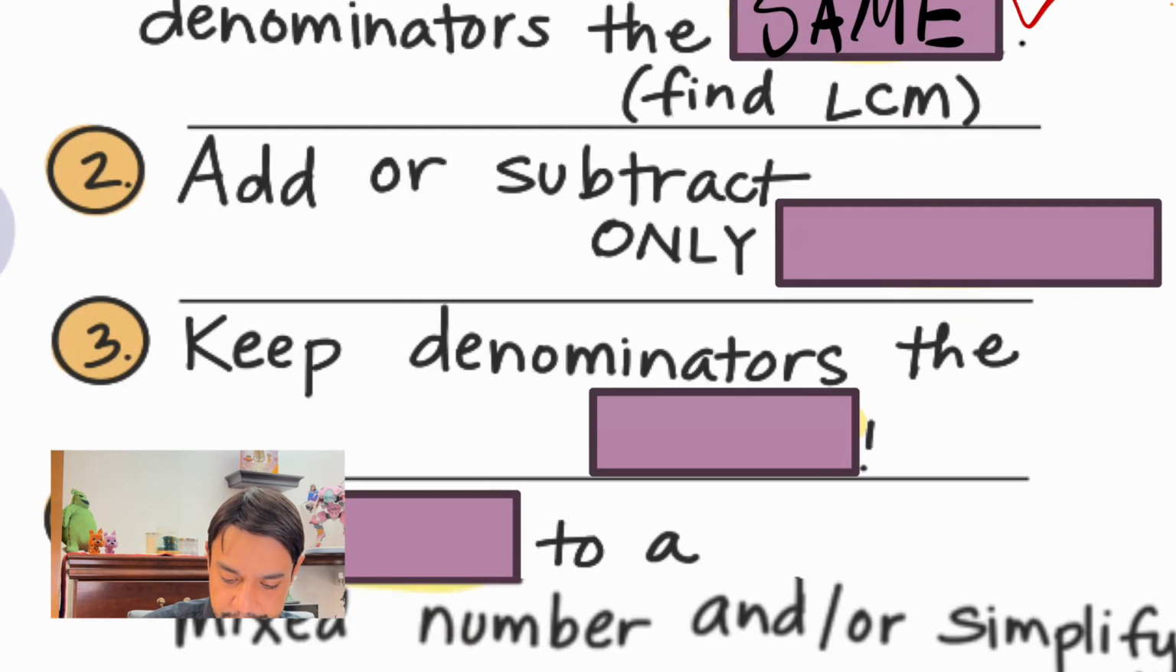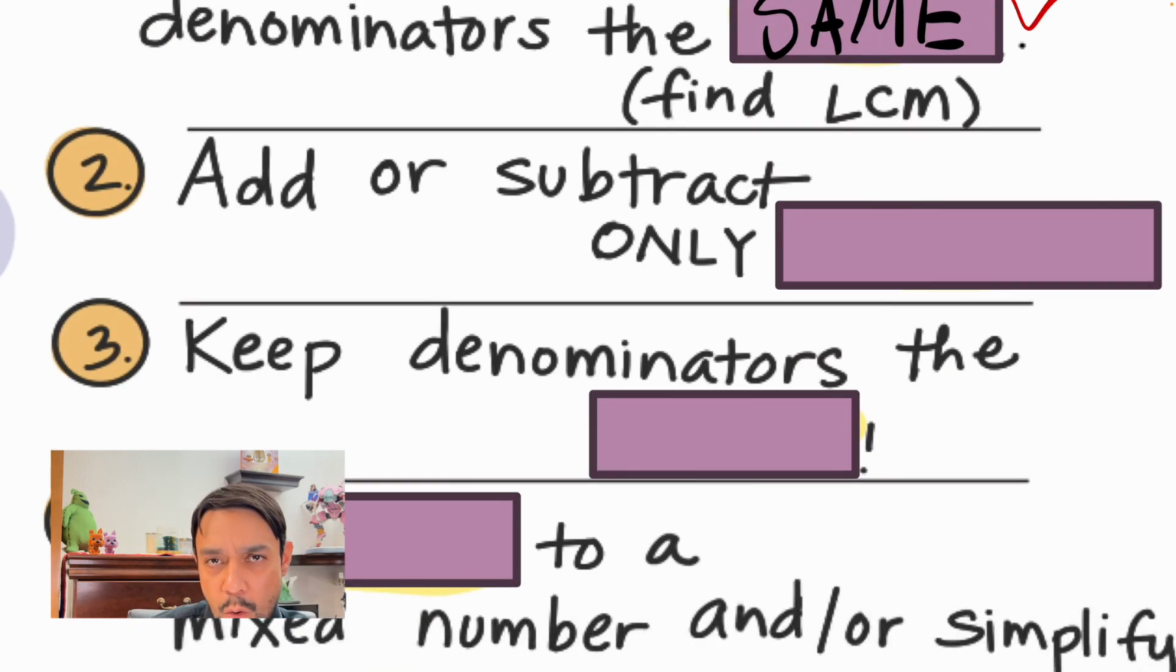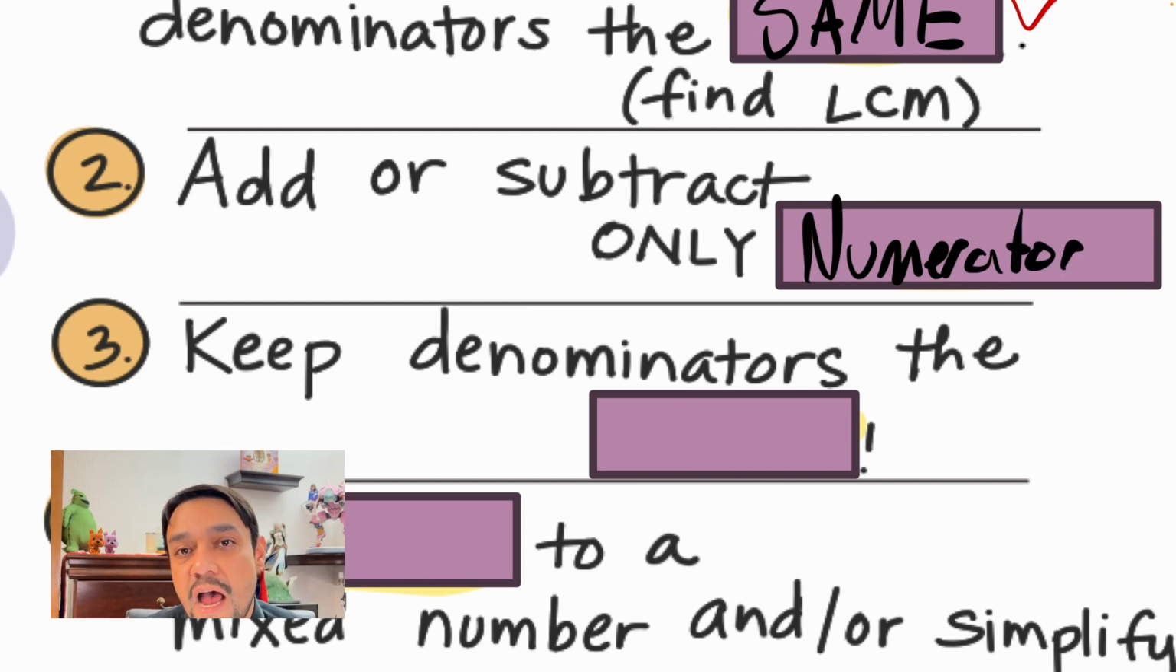Now, step two, all we're going to do is add the numerators. Remember, the numerator is the top number or the shaded parts or the parts that you're working with. The denominator is just how big the parts are and how many parts are per whole, right? So the numerator is the shaded ones, the ones we're actually adding together. So you're only ever going to add the numerators. The denominator stays the same.